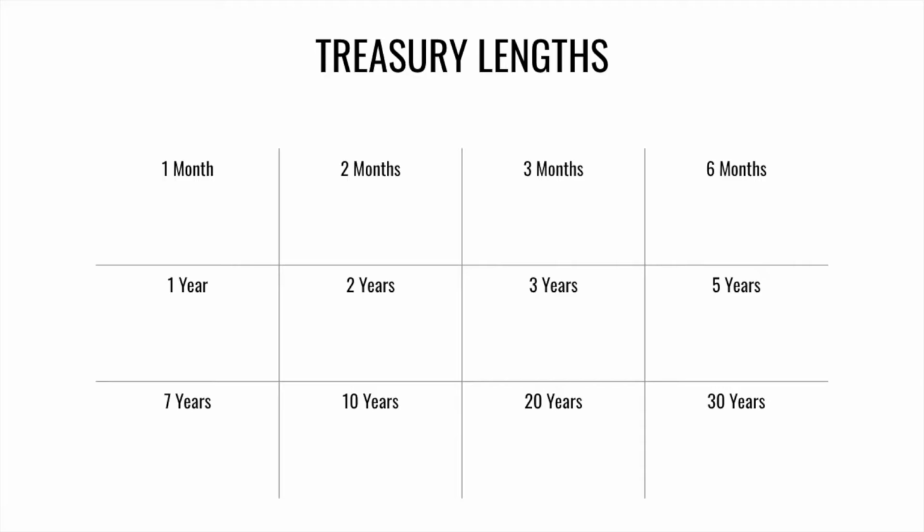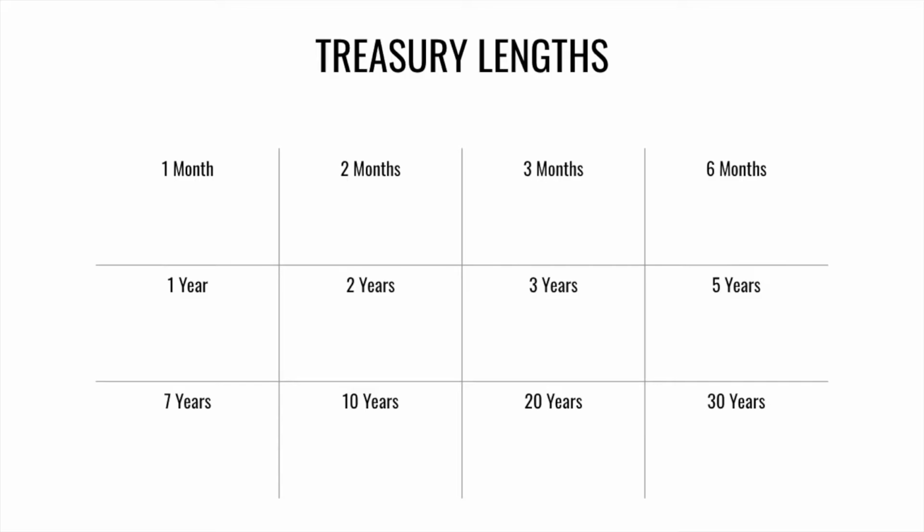There's 1 month, 2 months, 3 months, 6 months, then 1 year, 2 years, 3 years, 5 years, 7 years, 10 years, 20 years, and finally 30 years. So there are 12 different lengths of time over which you can lend them money.